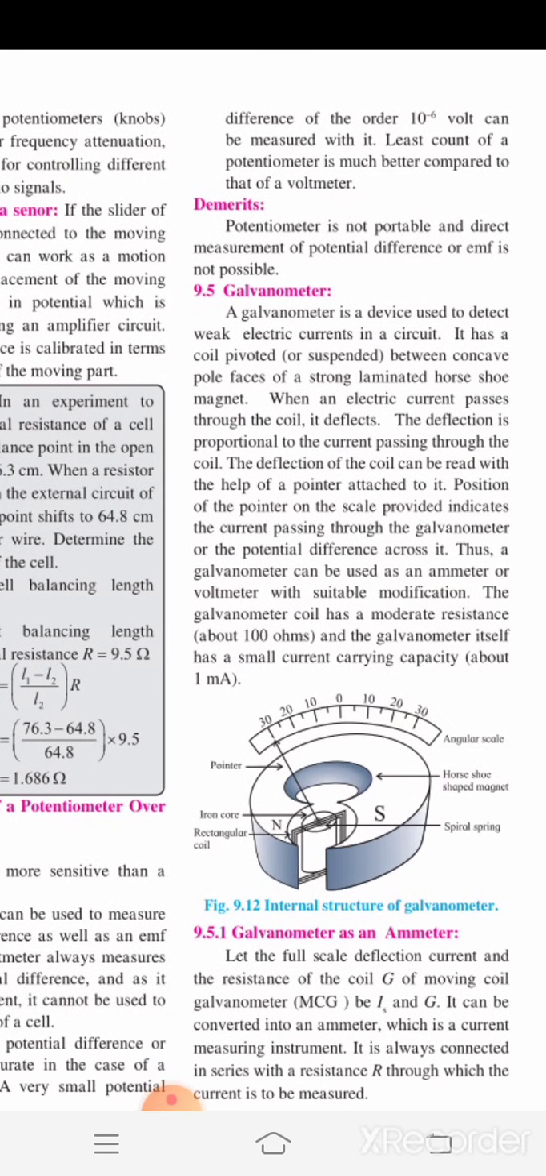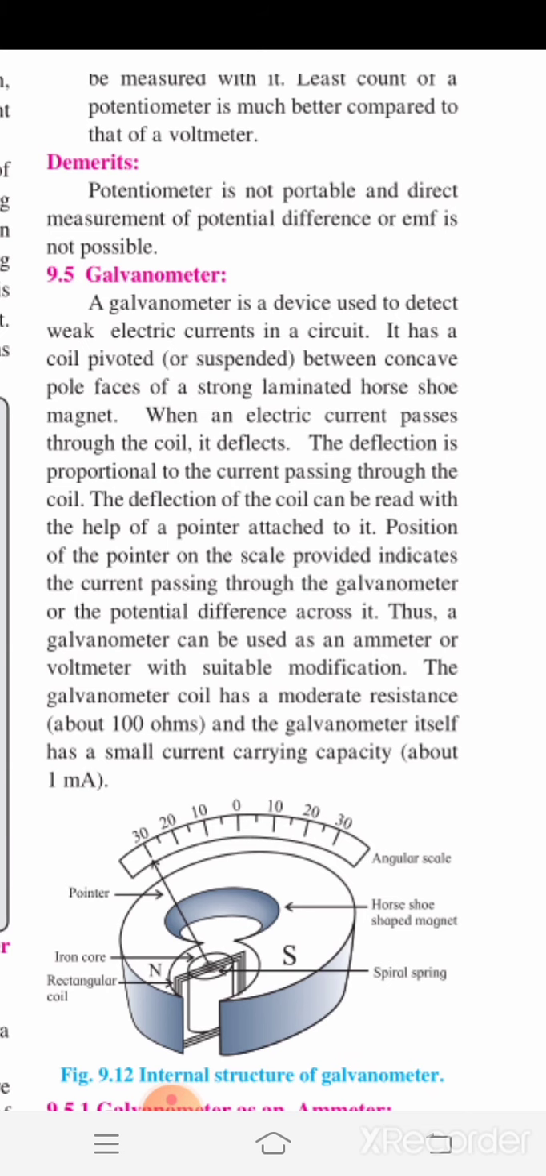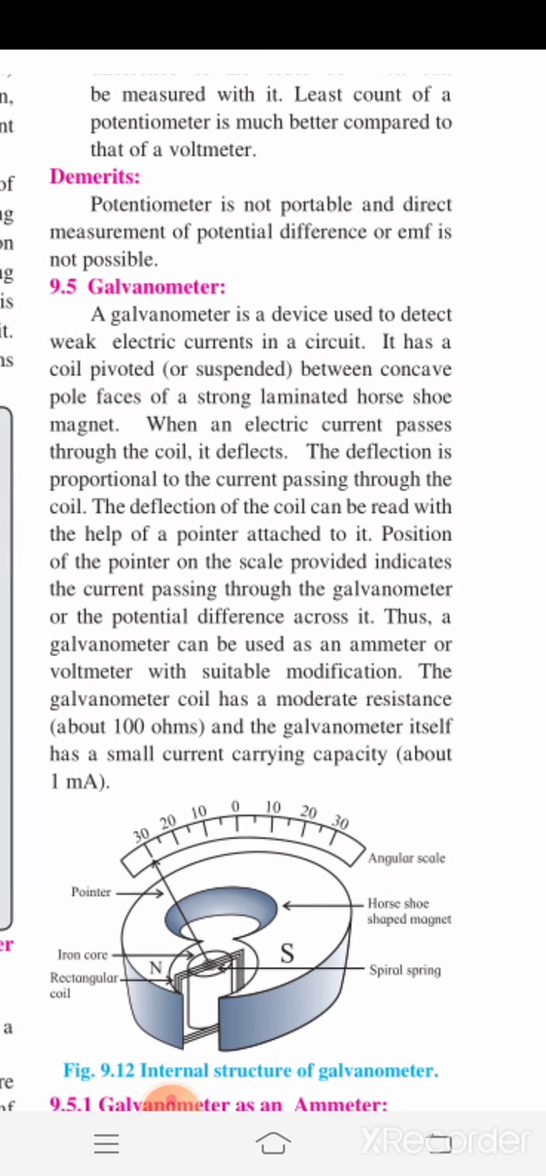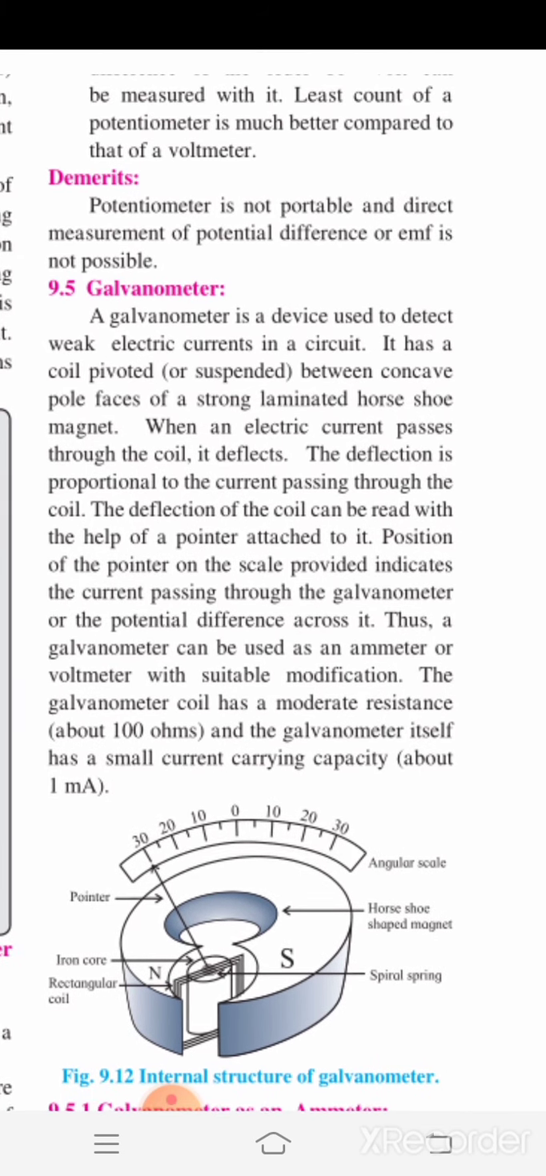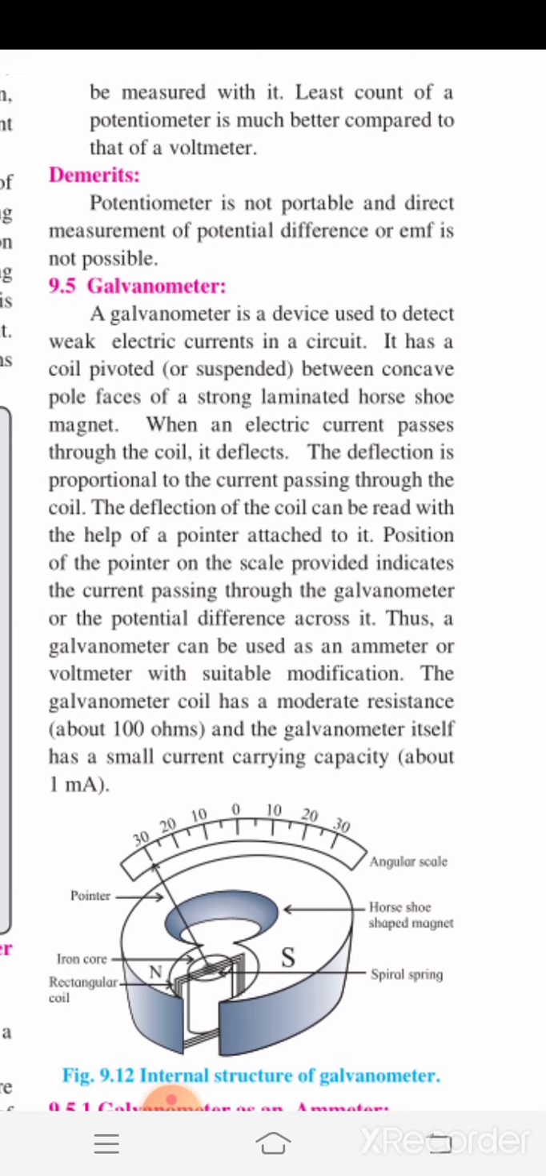The deflection is proportional to the current passing through the coil. Meaning, if the coil is deflected on a large scale, then we can say that the current passing through the coil is maximum. The deflection of the coil can be read with the help of a pointer attached to it.